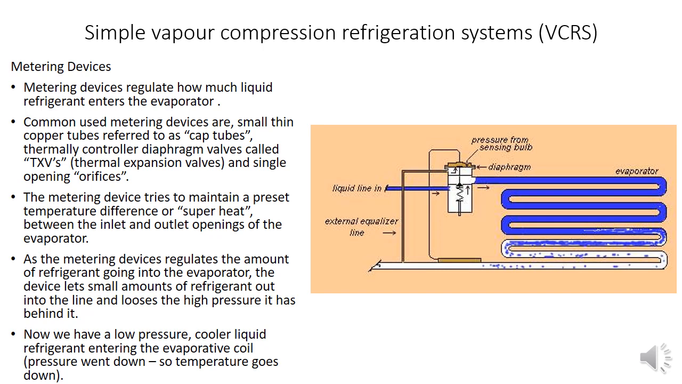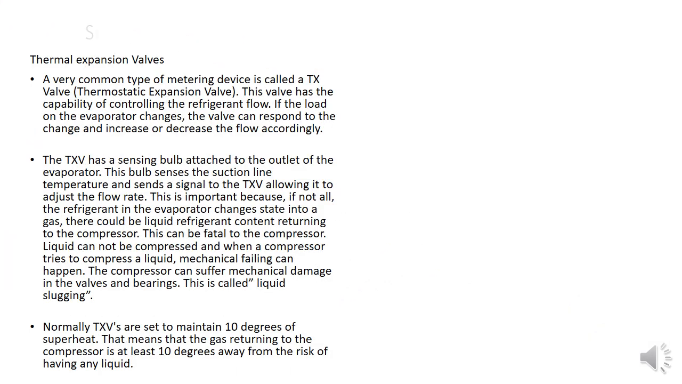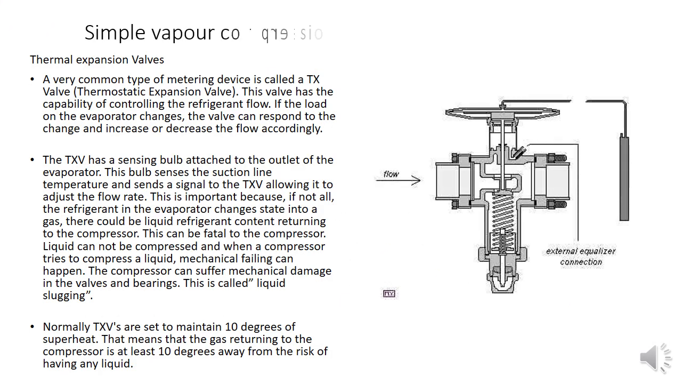As the metering device regulates the amount of refrigerant going to the evaporator, the device lets a small amount of refrigerant out into the line and loses the high pressure it has behind it. Therefore, low pressure cooler liquid refrigerant enters the evaporator coil. Since the pressure went down, the temperature also goes down. This is an example of a thermal expansion valve.